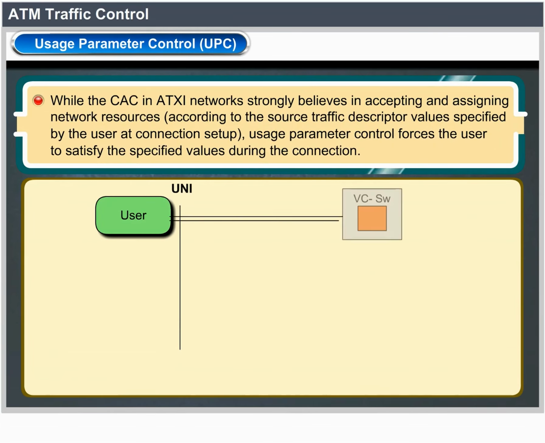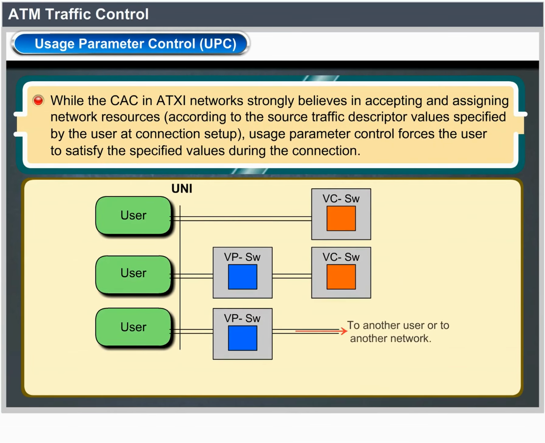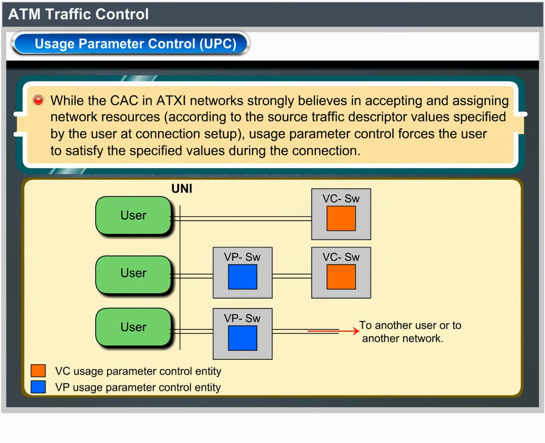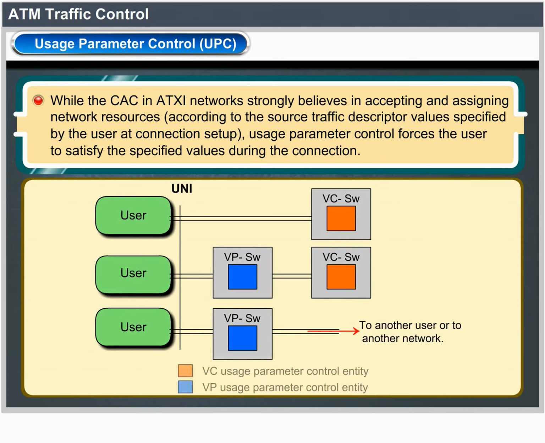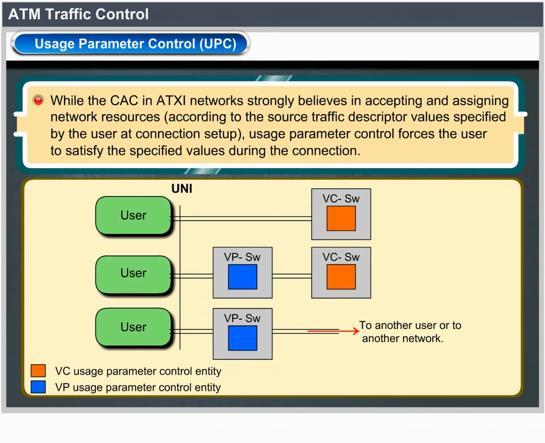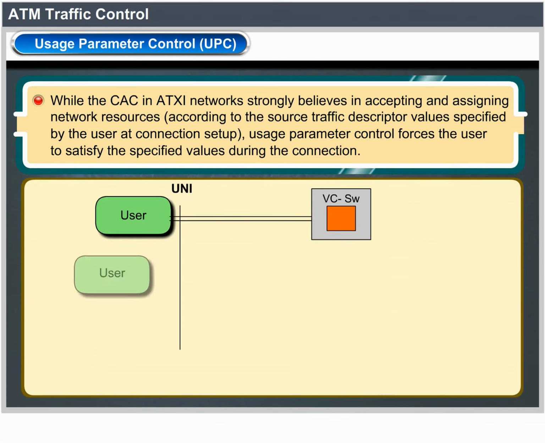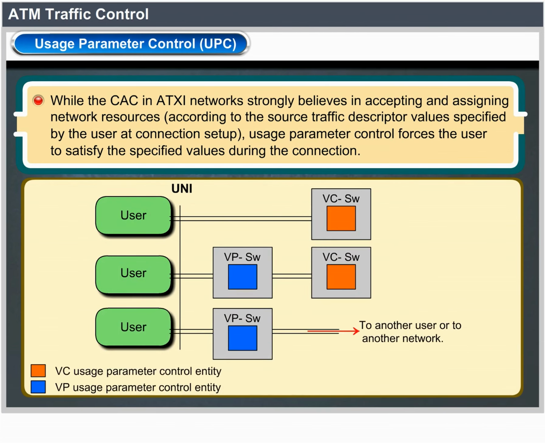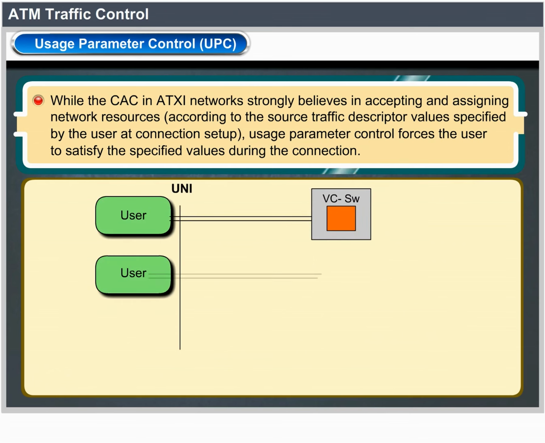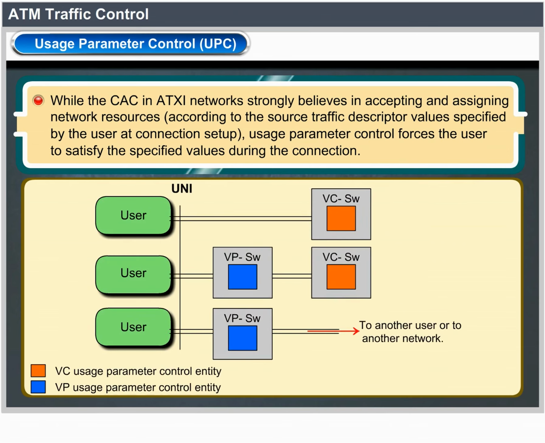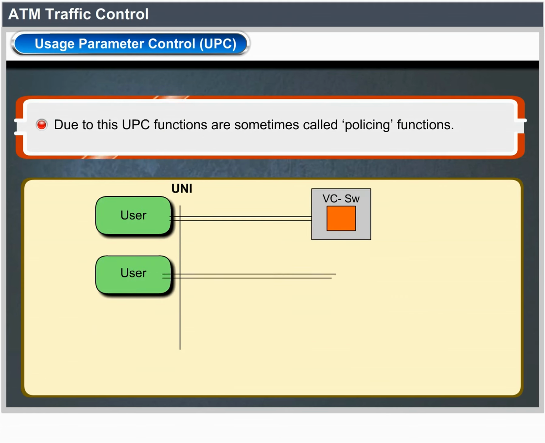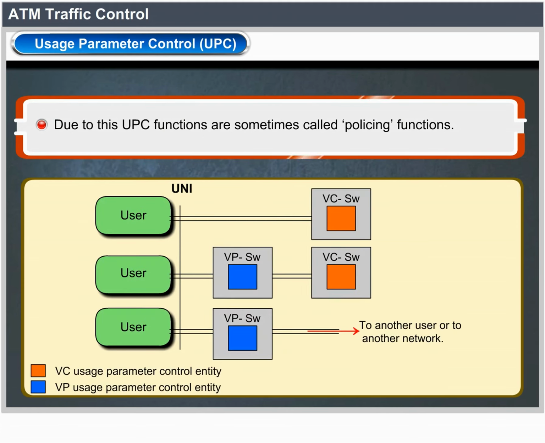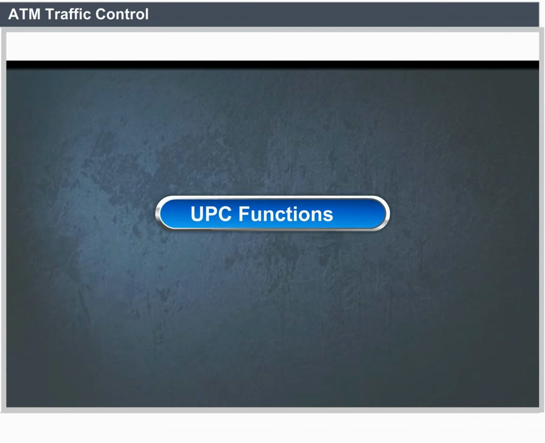While the CAC in ATM networks decides acceptance and assigns network resources according to the source traffic descriptor values specified by the user at connection setup, usage parameter control forces the user to satisfy the specified values during the connection. Due to this, UPC functions are sometimes called policing functions. UPC functions.